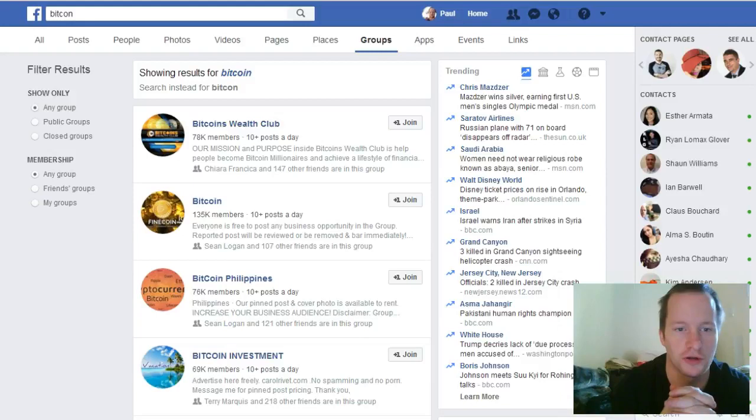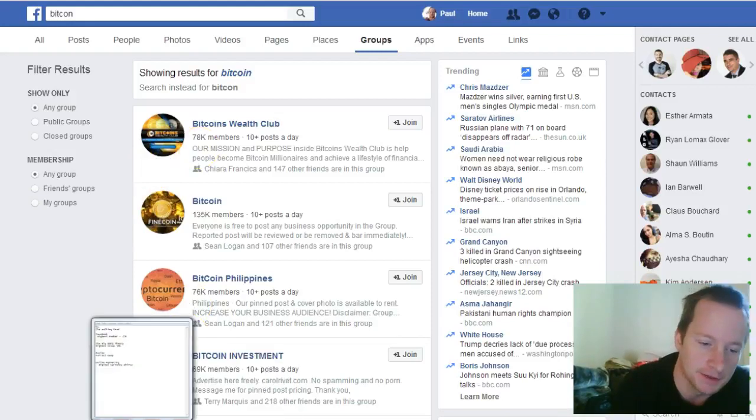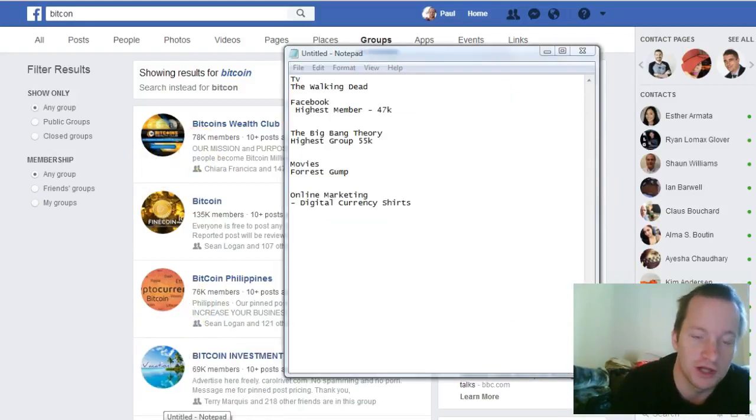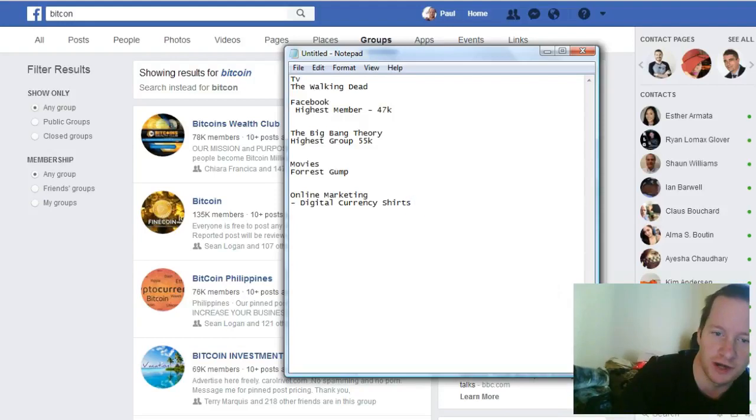So now we're going to look at different topics with Bitcoin. So let's look at the groups. We got one right here, Bitcoin's Wealth Club, which is 78K. So if we just made it around Bitcoin, let's do it right here.